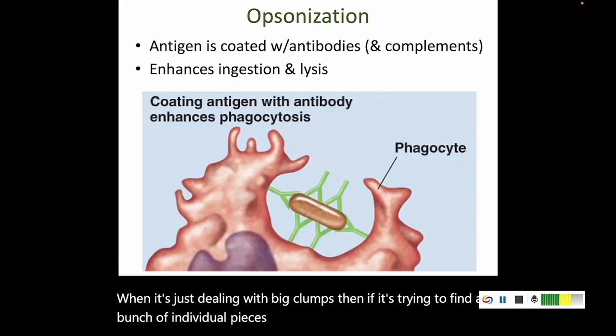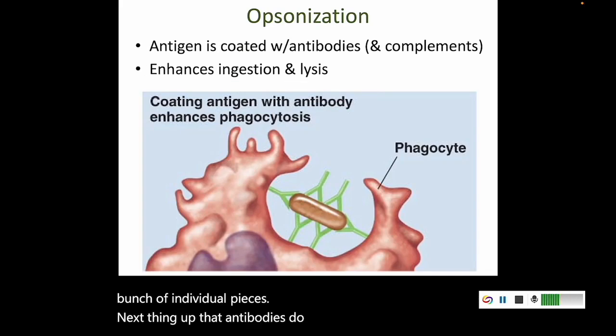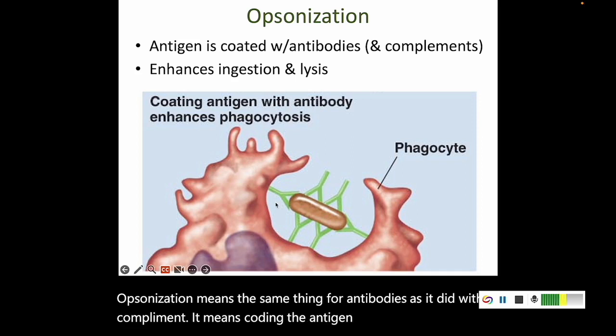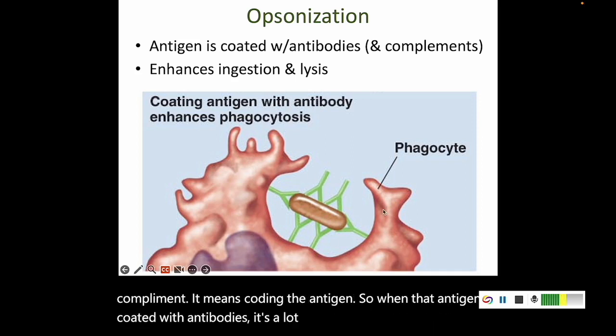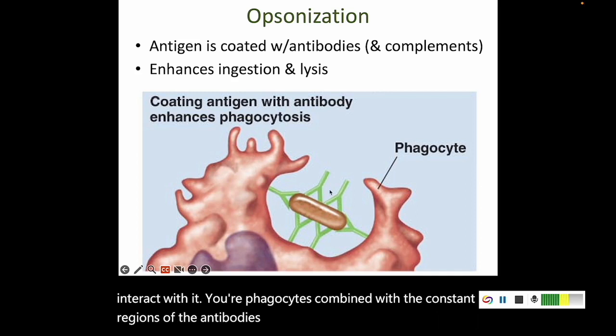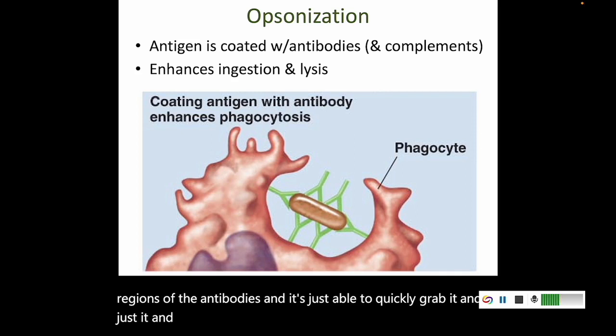The next thing that antibodies do is opsonization. Opsonization means the same thing for antibodies as it did with complement. It means coating the antigen. So when that antigen is coated with antibodies, it's a lot easier for your phagocyte to interact with it. Your phagocytes can bind with the constant regions of the antibodies, and it's able to quickly grab it, ingest it, and lyse down that cell.